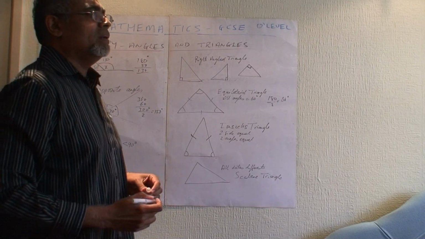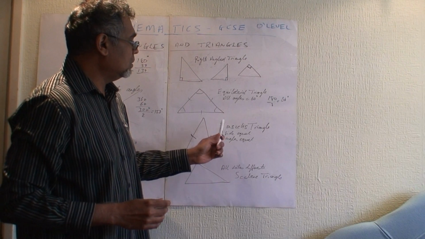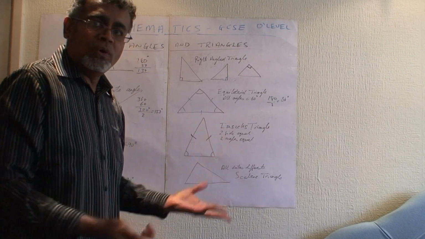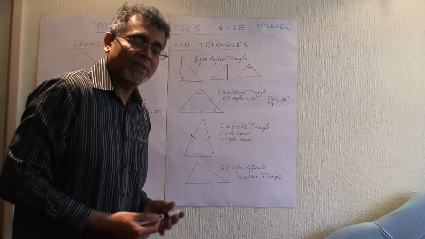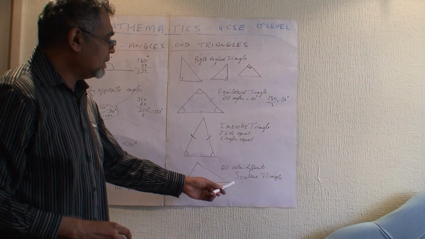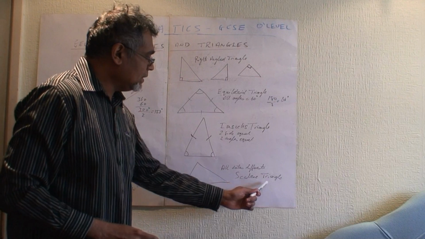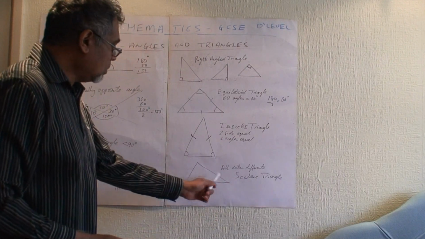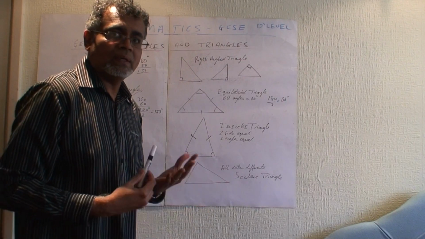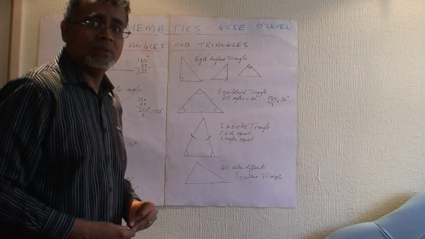Now, what if we have a triangle that is not equilateral, is not an isosceles triangle, and all of the sides are different? Then it is known as a scalene triangle, where all of the sides are of different lengths. Okay, so we stop there for now.